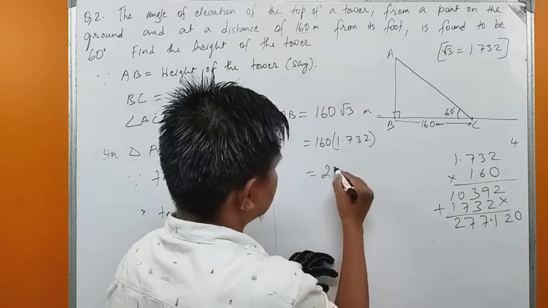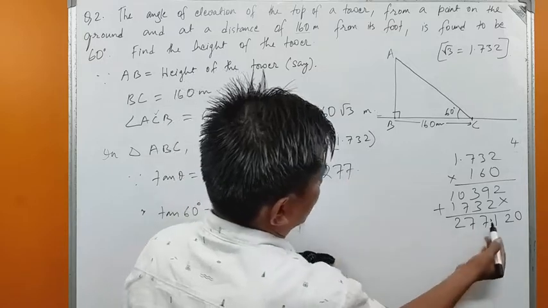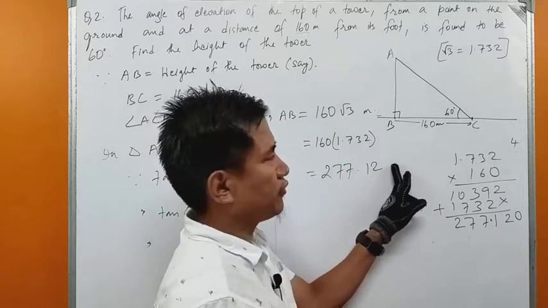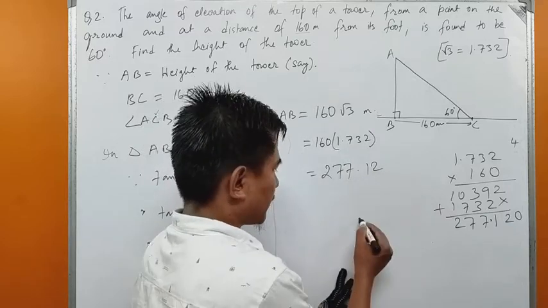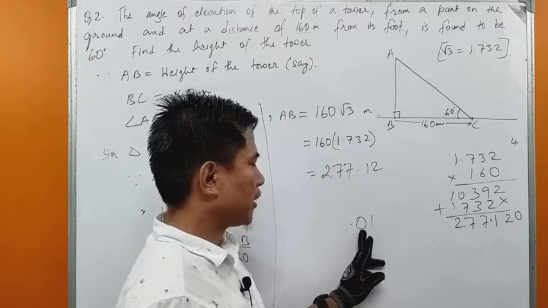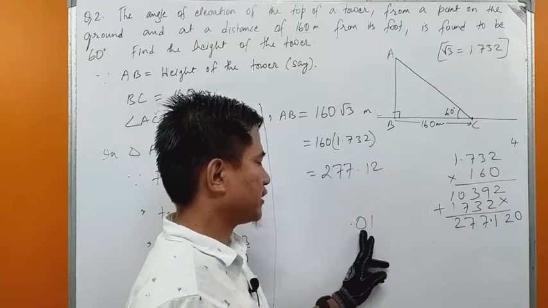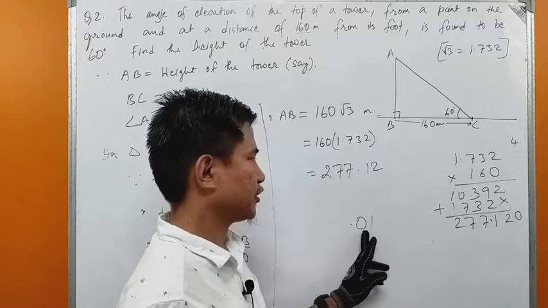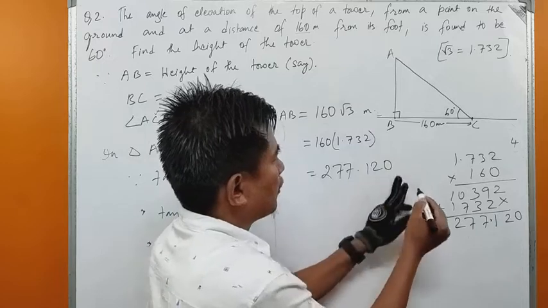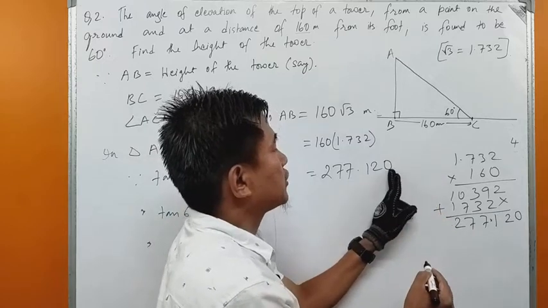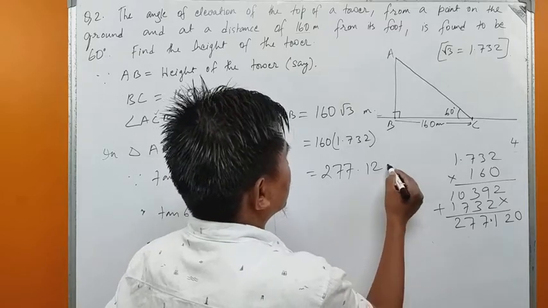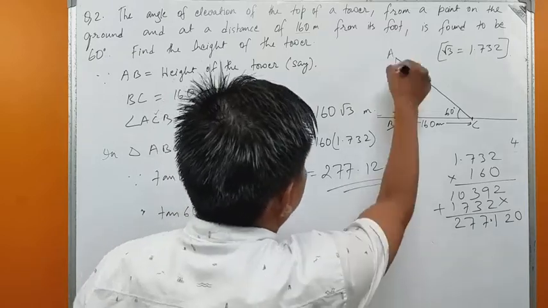This means 277.12. We don't write 0, because 0 has no value after the decimal point. But if 0 is written before a number after the decimal point, then this 0 cannot be ignored, it has some value. But if you write 0 and no number afterward, that 0 has no value, so we don't write it. This means 277.12 meter is the height of the tower.